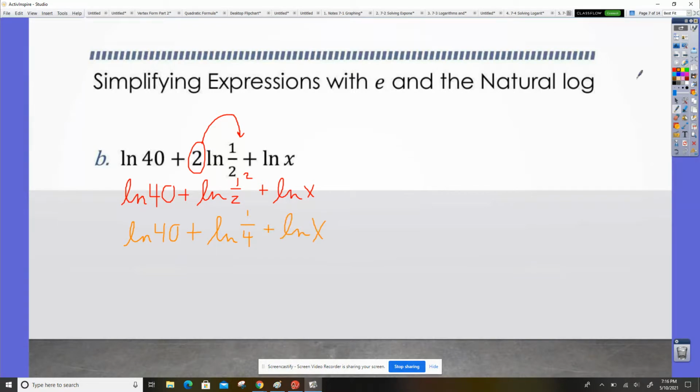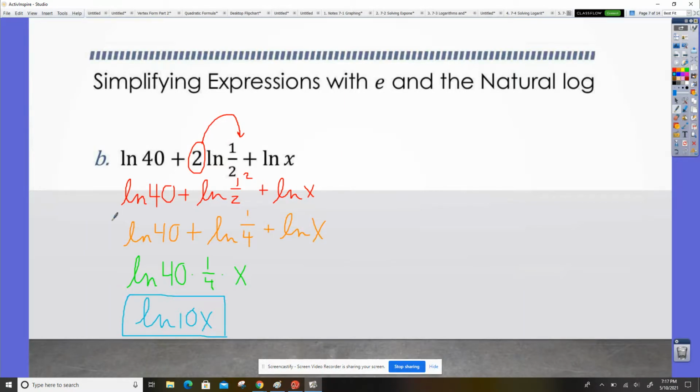And now that I've done that, I can use my other property that says when you have logs being added together with the same base, you can rewrite it as multiplication. So this gives me ln of 40 times 1/4 times x. And then I just simplify that. 40 times 1/4 times x, that's just going to give me ln of 10x. Not a big number, nothing can be simplified, so that is your answer.